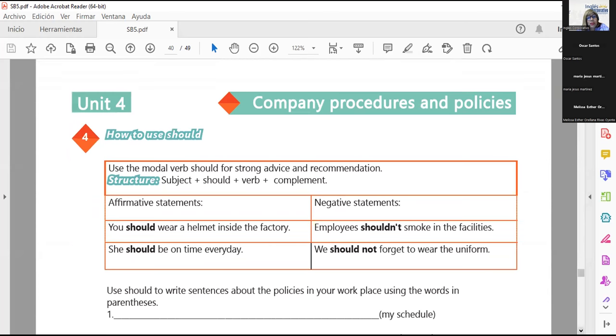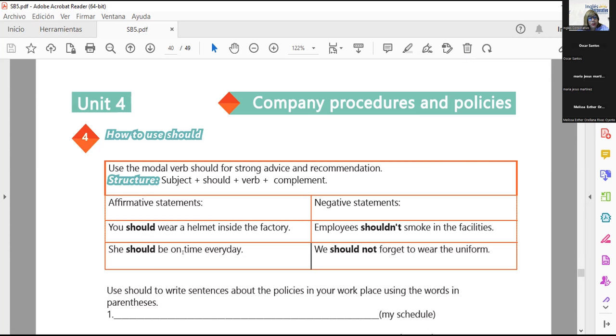As I told you, when you say you should, that means that you are giving a recommendation, you are giving an advice. A structure: subject plus should plus verb plus complement. Affirmative statements. You should wear a helmet inside the factory. That is a policy in companies in general. If you don't wear a helmet, it can be dangerous inside. It can happen an accident.